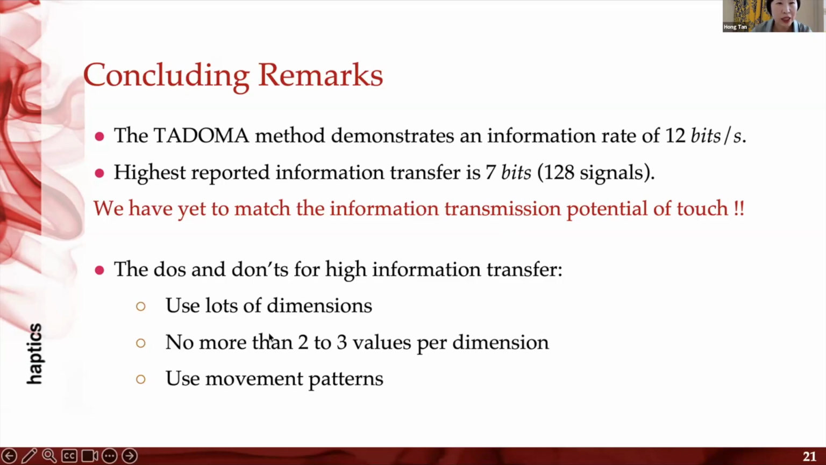And then I want to leave you with the do's and don'ts for high information transfer when you go back to the haptic displays you work on. One is to use lots of dimensions, whatever physical variable you can vary, use them, but don't use more than 2 or 3 values per dimension. So in our case, we had 3 locations, but that was the only variable that had 3 levels. Every other variable had 2 levels, for example. And then do learn about movement illusions because they're very powerful and salient in encoding information.